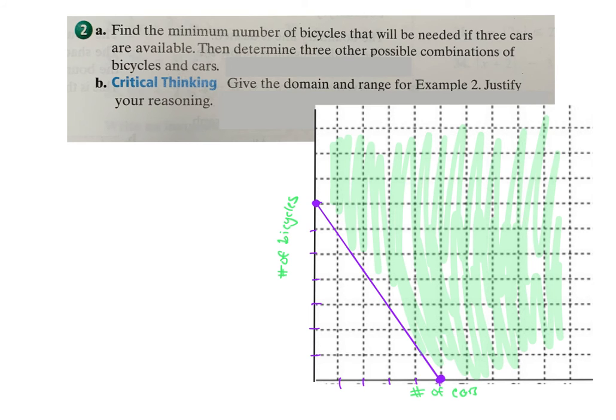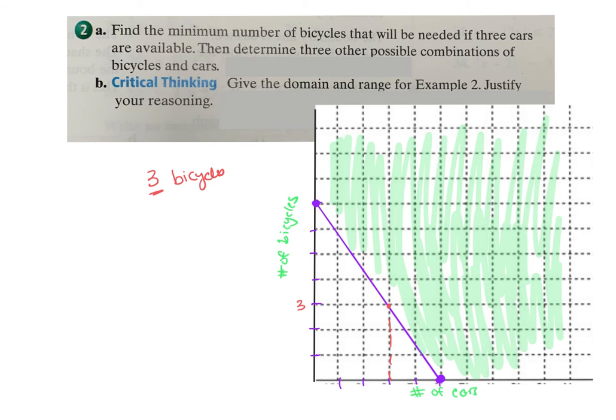It said, find the minimum number of bicycles if there are only 3 cars available. We're going to take the 3 cars up here. You hit it about there. So we're going to say 3 bicycles. 3 bicycles would have to be available, right? Minimum number, so 3 bicycles.